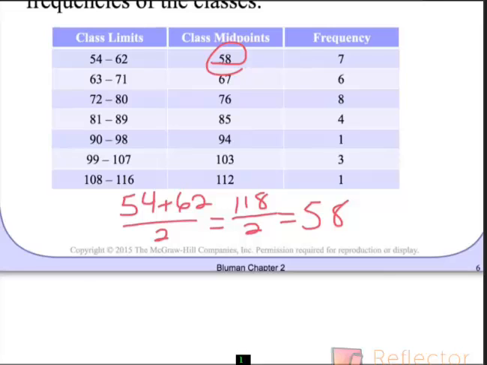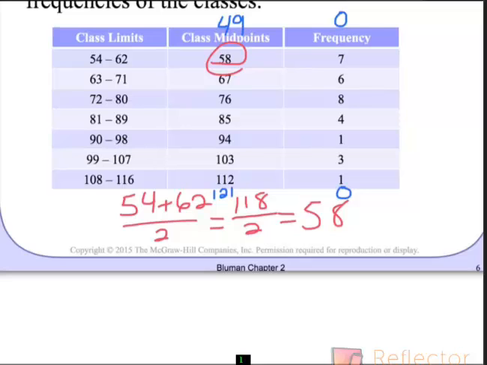If you recall, our class width was 9. So if I take 58 and subtract 9, that's going to give me 49 here. And if I take 112 and add 9, that's going to give me 121 here. Those are the ones that I'm going to have a frequency of 0 to close off my figure.